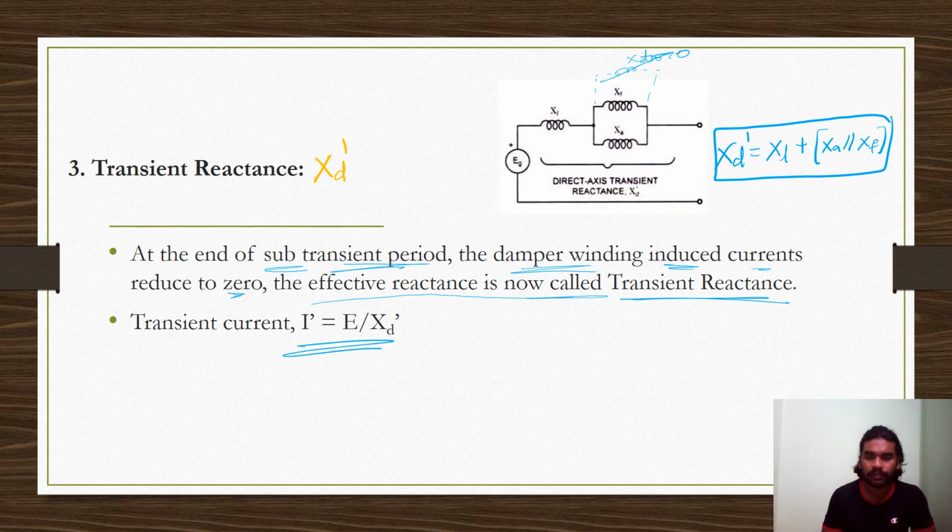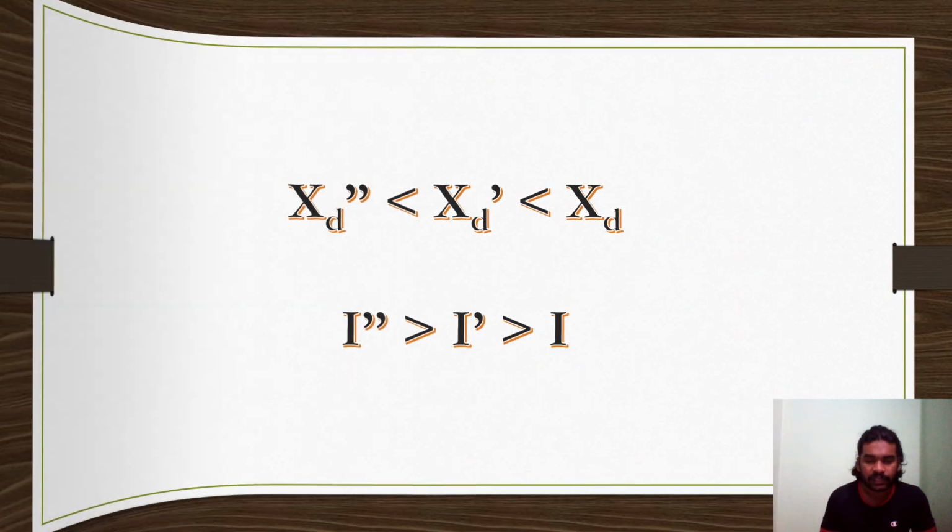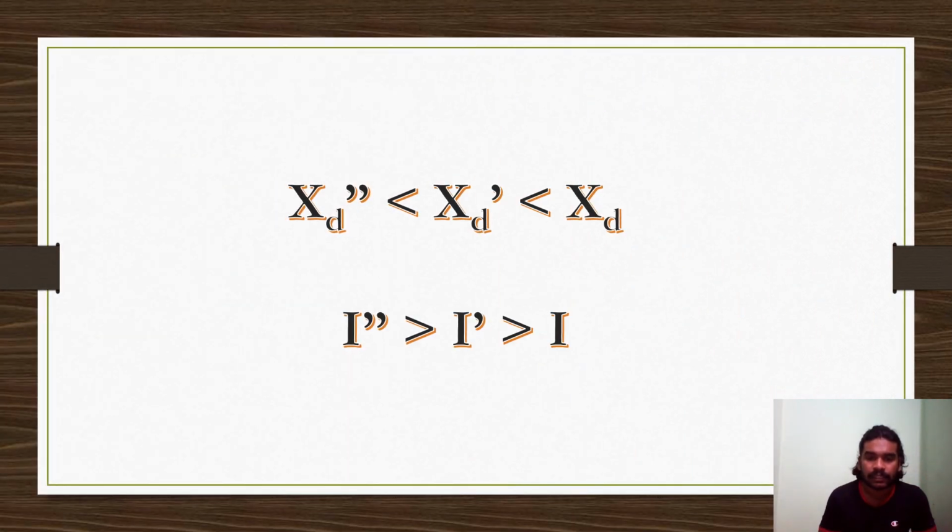The final conclusion is the reactance during the subtransient period Xd double dash will be less than the transient reactance, which is less than the steady state reactance. What is this Xd double dash? Subtransient. This is the case of transient.